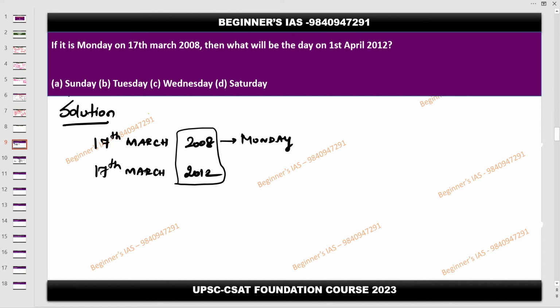Now listen carefully. What is the first step here? I am doing the yearly navigation. First step is to find out the difference. Difference is 4. This is step number 1. Step number 2 is to find out the leap year. Listen carefully. Here only one leap year is there: 2008. Only 2008 is the leap year.